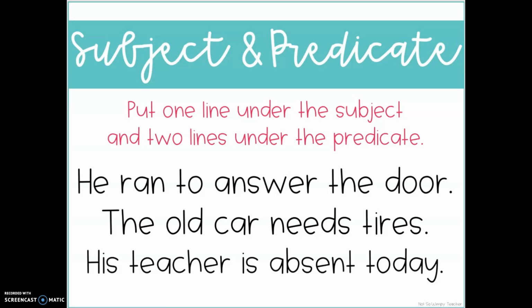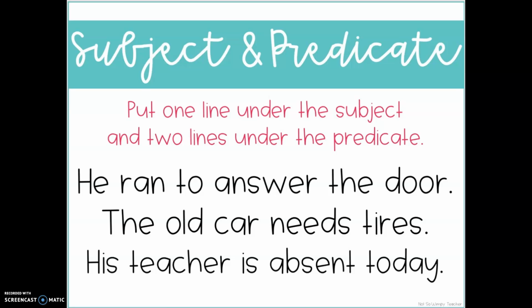The second sentence, the old car needs tires. What is the subject of that sentence? What is that sentence all about? It is about the old car. That's the subject of the sentence. What does the old car need? It needs tires. Needs tires is the predicate of the sentence. It's telling the action. It needs something.